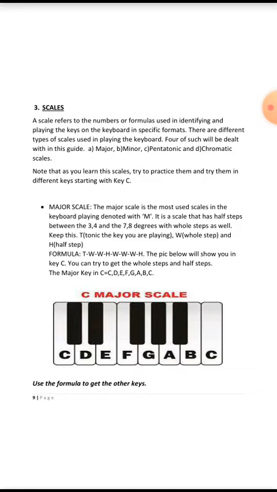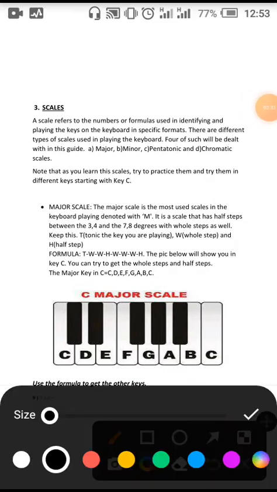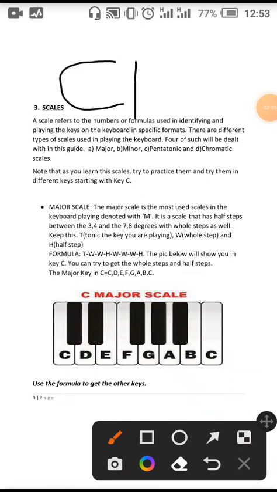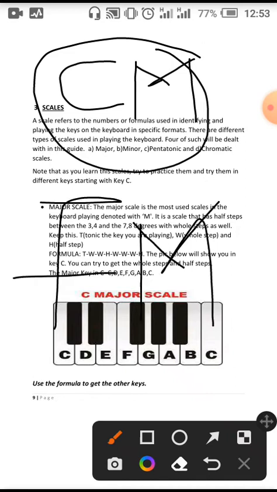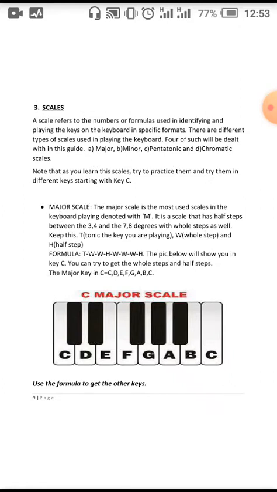Okay. Let's continue. What is the major scale? The major scale is the most used scale in keyboard playing, denoted with a capital M. So when you see a key written with a capital M with it, let me just show you something like this, having a C and a capital M. This should tell you that this is a C major. When you have F with a capital M, this should also tell you that that is an F major.